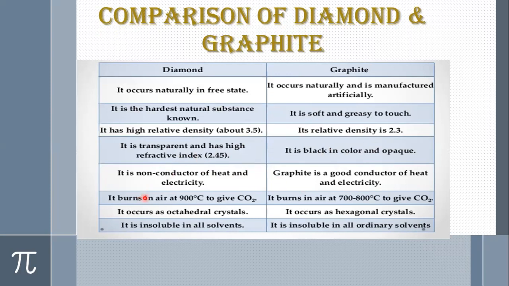Diamond burns in air at 900 degrees centigrade to give carbon dioxide, while graphite burns in air at 700 to 800 degrees centigrade to give carbon dioxide. Diamond occurs as octahedral crystals, while graphite occurs as hexagonal crystals. Diamond is insoluble in all solvents, while graphite is insoluble in ordinary solvents.